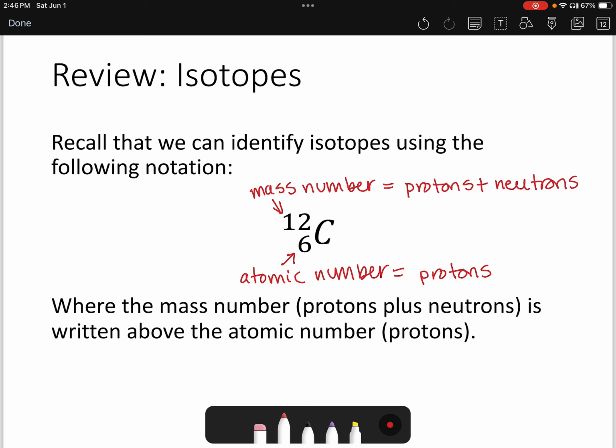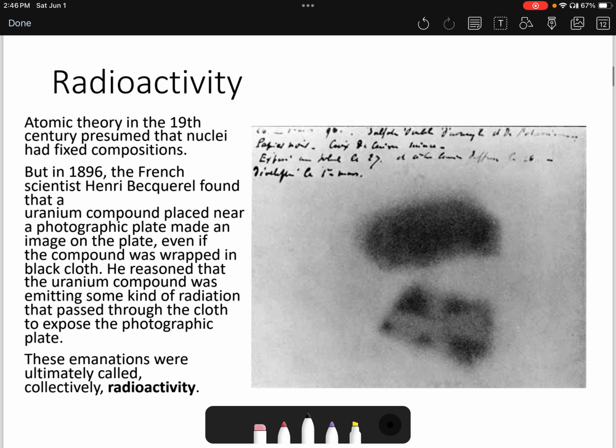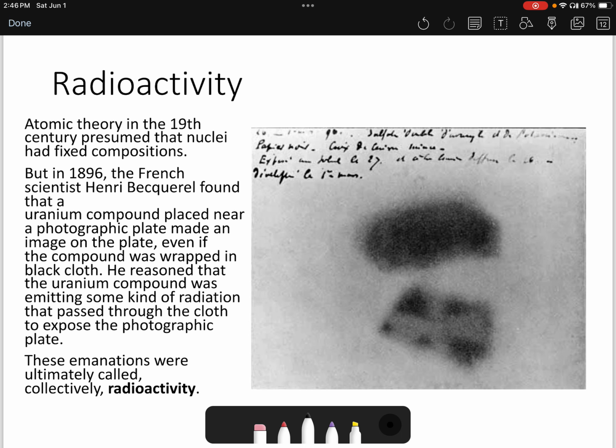Now remember, in general, isotopes are the same element with the same number of protons, but a different number of neutrons. For carbon, the isotope we're showing here is carbon-12, but we also have carbon-13 and carbon-14. Again, they have the same number of protons, so the same atomic number. We're just adding a neutron each time, so the mass number increases. All right, we'll come back to isotopes in a bit, but let's talk about radioactivity.